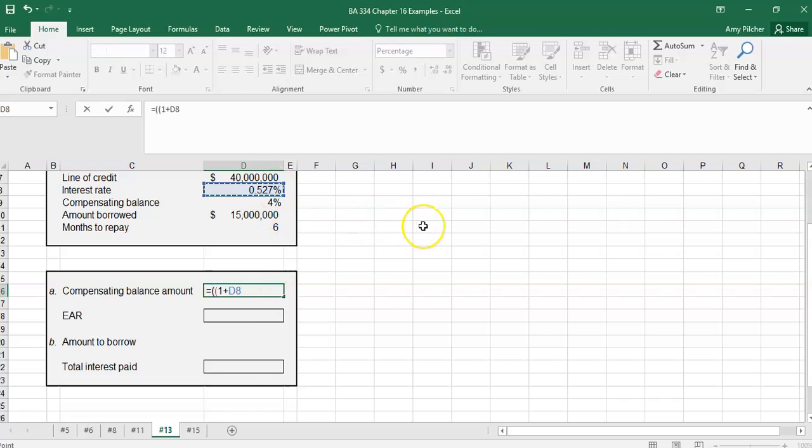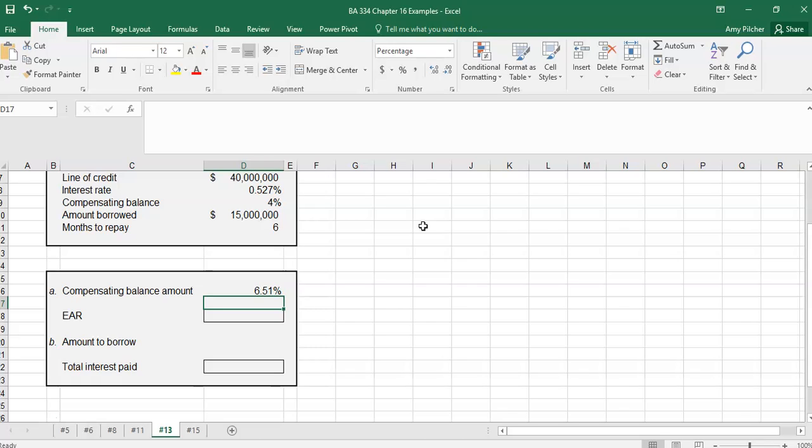our interest rate to the power of 12 for 12 months minus 1. It's a monthly interest rate, so we're taking it times 12. Okay? So our compensating balance amount has an effective interest rate of 6.51%.